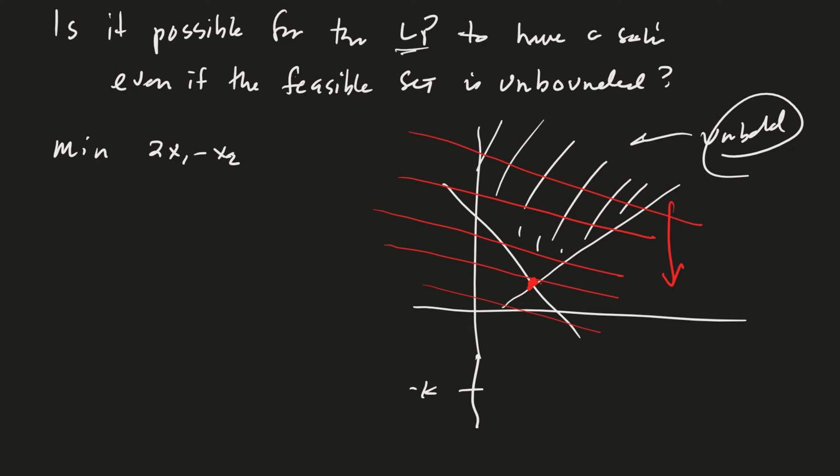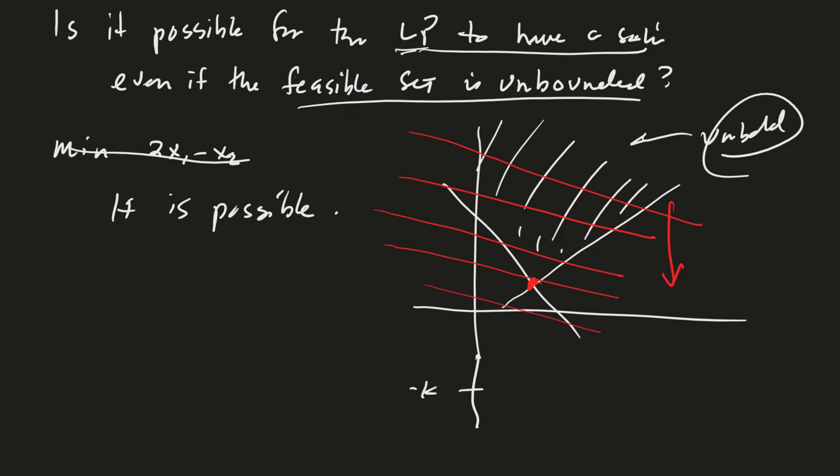Okay, so that was the main point there. So the answer to this question is it is possible for the LP to have a solution even though the feasible set is unbounded. So even though your feasible set may be unbounded, you may or may not have a solution.